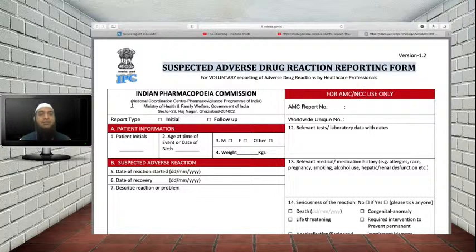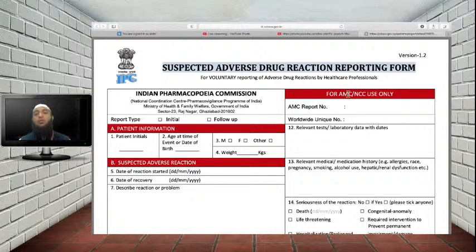The NCC is the National Coordination Center. There are many national coordination centers present in the country. What these centers do is coordinate and collect information coming from different nooks and corners of the country, compile the data, and then do the causality assessment. They do further study to confirm that ADR. So that is the National Coordination Center.